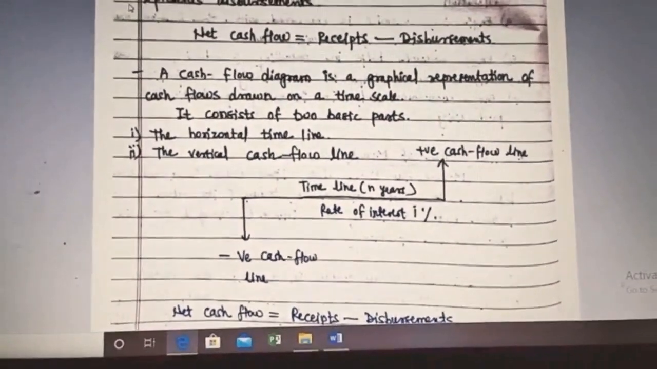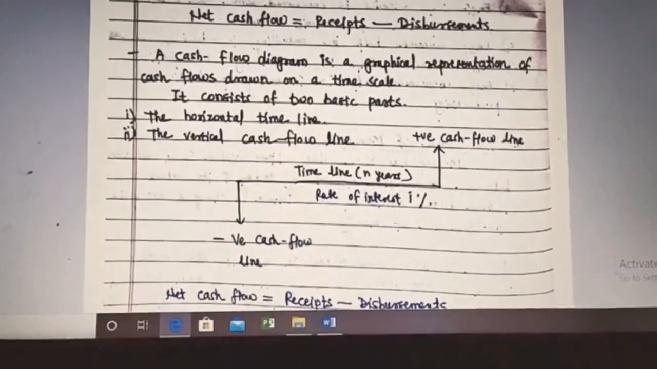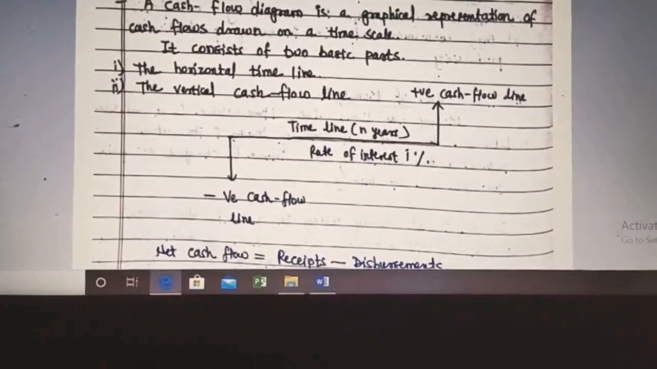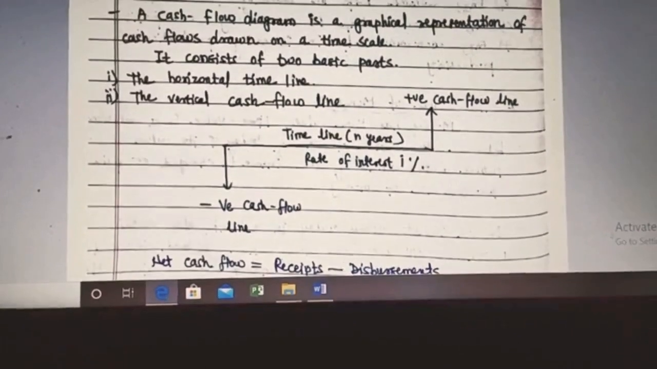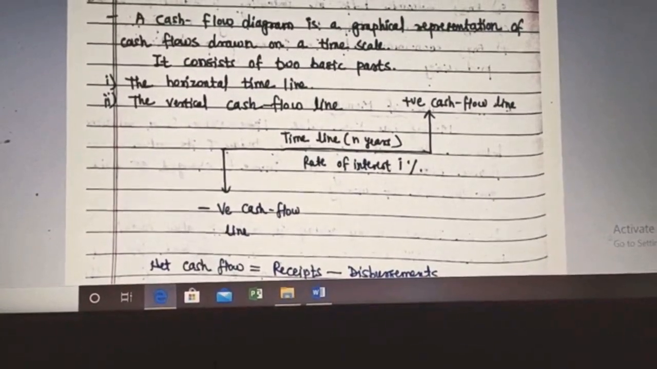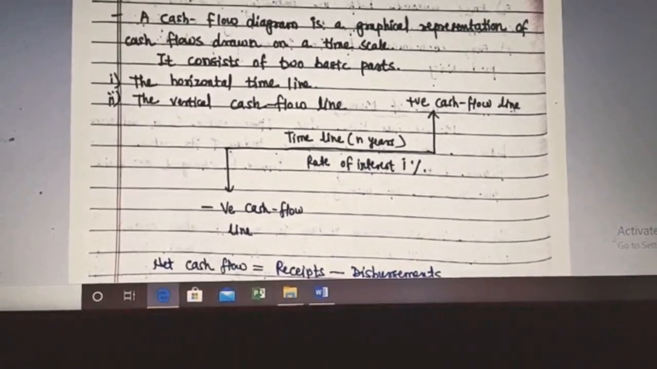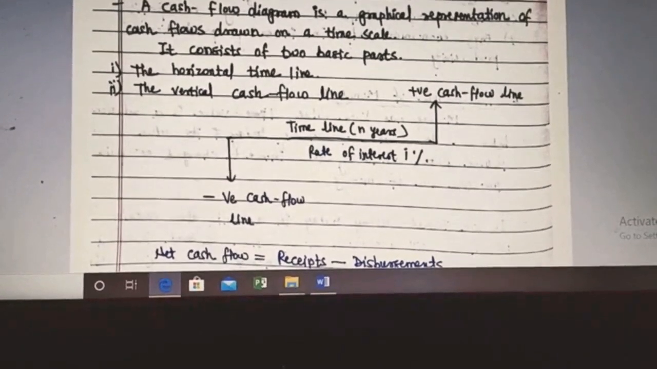One is time period and second one is rate of interest, as I have mentioned in my definition. And now when I come to the vertical lines, there are two different types of vertical lines. One is upward vertical line and second one is downward vertical line. So here, what is the difference between these two different types of vertical lines?